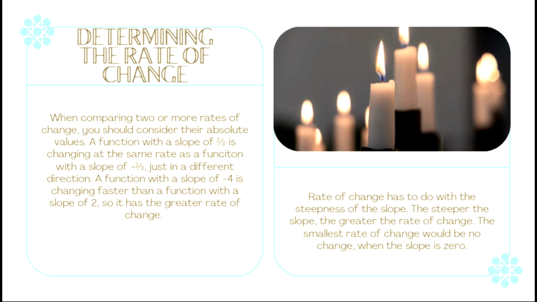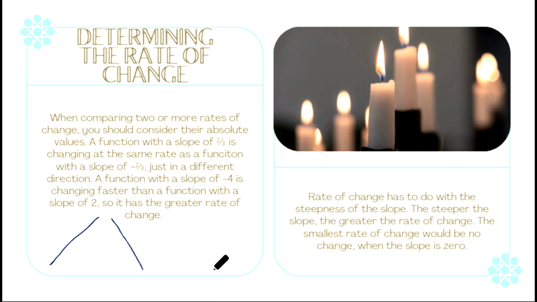Determining the rate of change. I disagree with it being +8. When comparing two or more rates of change, which is the slope, rise over run, you should consider their absolute values. If a function with a slope of 2/3 is changing at the same rate as a function with a slope of -2/3, just in a different direction. +2/3 is going to slope up like that, -2/3 is going to slope down like that, but they're the same rate of change, even though these aren't the same because I can't draw.